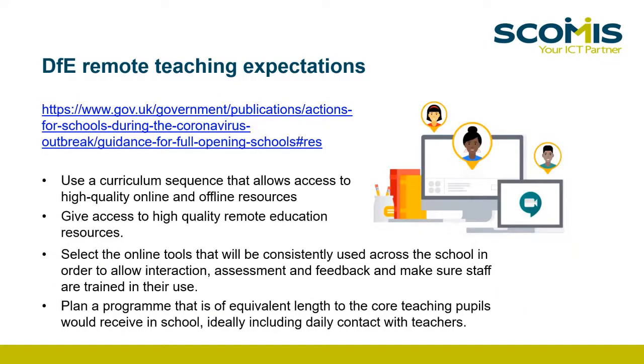In developing contingency plans for the pandemic, the DfE expected schools to give pupils access to high-quality resources which are linked to the school's curriculum expectations, choose online tools that will be used consistently across the school in order to allow interaction, assessment and feedback, differentiate work and plan a programme that is of equivalent length to the core teaching that pupils would receive in school, including daily contact with their teachers. So in other words, the DfE expected schools to give their pupils a virtual equivalent of their normal school education using remote delivery methods.